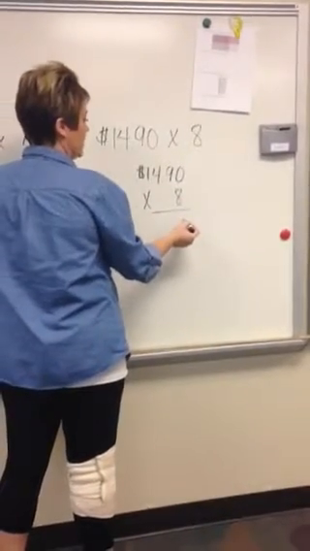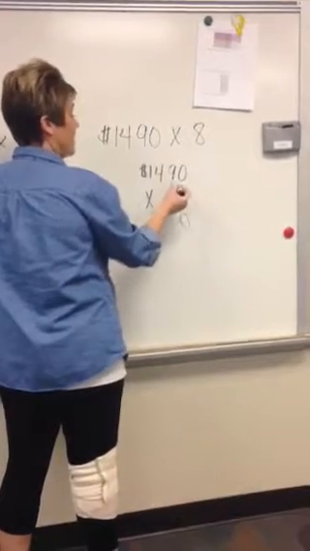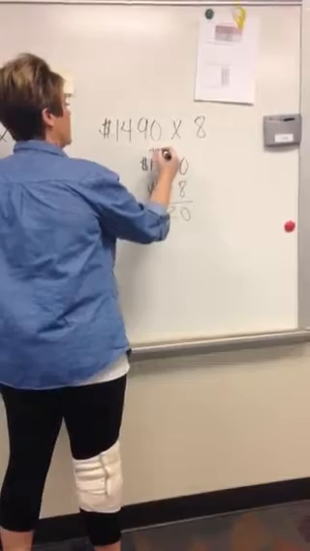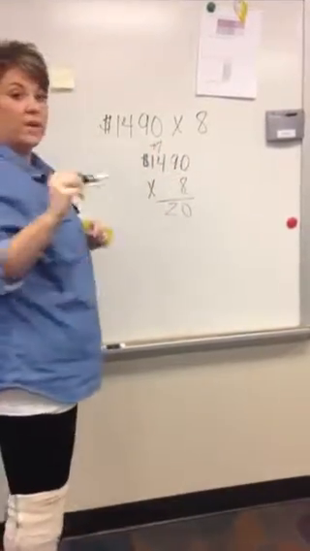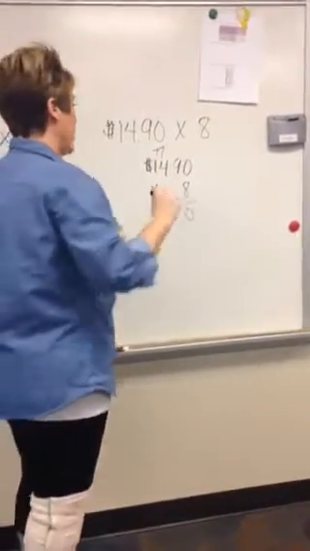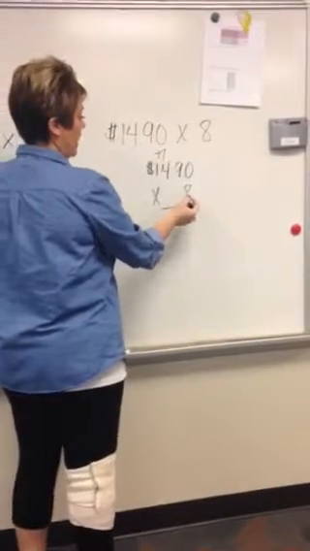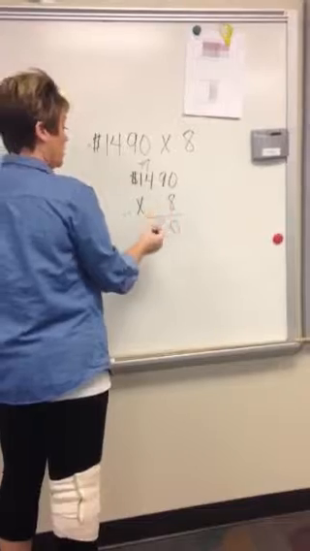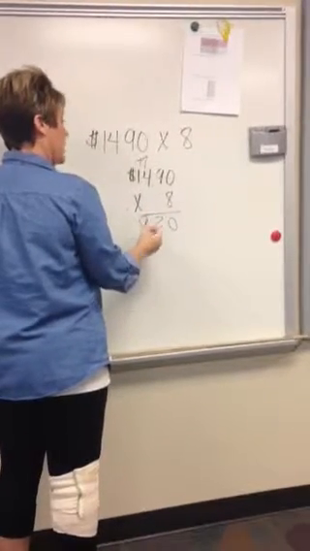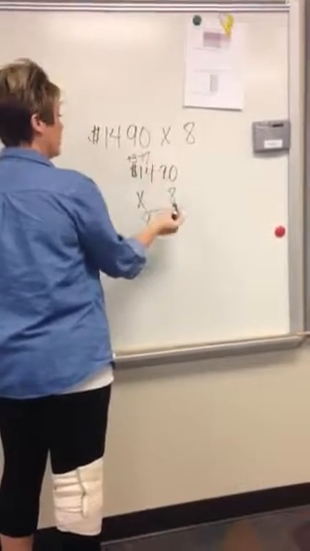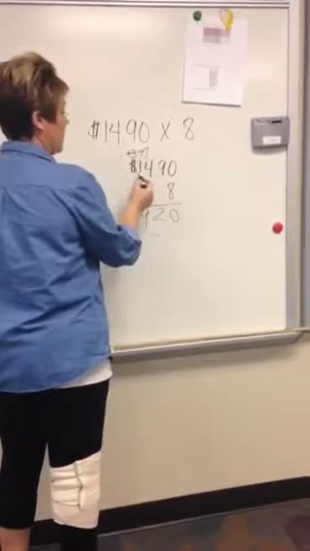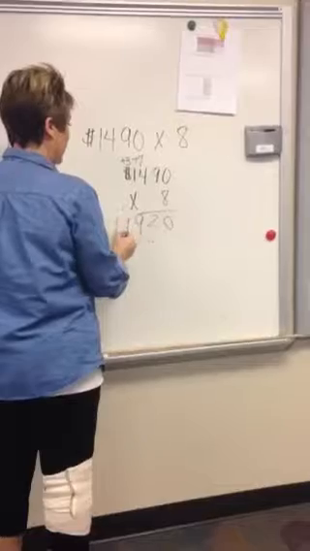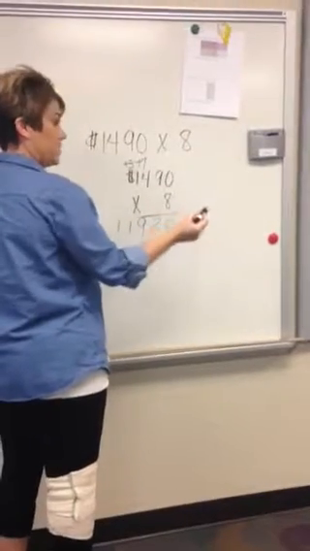8 times 0 is 0. 8 times 9, 72. 2 goes down, plus 7 goes up. Remember, you should be writing this on your paper as I'm doing it up here. 8 times 4 is 32, plus 7 is 39. 9 goes down, plus 3 goes up. 8 times 1 is 8. 8 plus 3 is 11. All right, nothing else to multiply by.